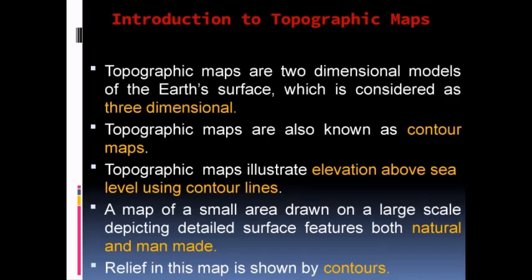Topographical maps are two-dimensional models of the Earth's surface, which is considered three-dimensional in nature. Topographical maps are also known as contour maps. Relief in this map is shown through contour lines, which illustrate the elevated portion above mean sea level. The topographical map represents a small area drawn on a large scale, depicting the detailed surface features of both natural and cultural.